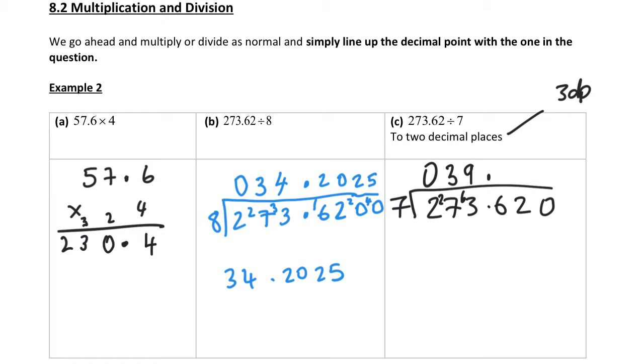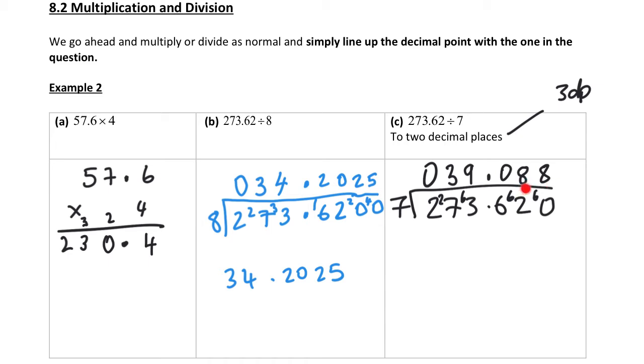7 into 6 doesn't go, so put in our 0 and carry a 6. 7 into 62 goes 8 times with 6 left over, and then 7 into 60 goes 8 times again. Now, we don't care about the remainder because we only have to go to 3 decimal places. And we can see here that had we stopped at 2 decimal places, we would have had an answer of 39.08. But actually our decider, our third decimal place, is an 8, which means we need to make this change.